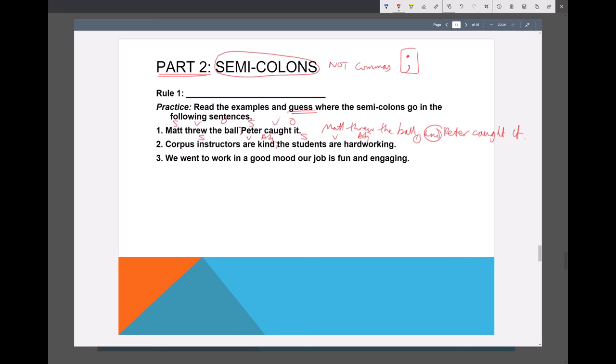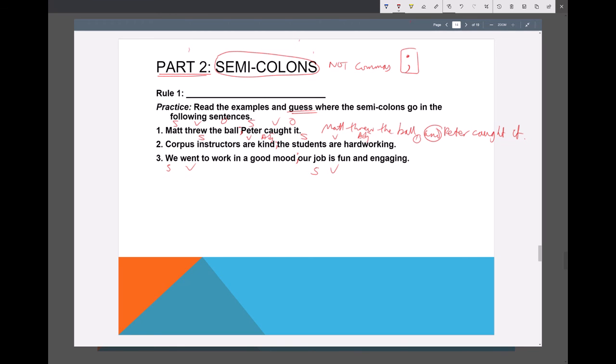Last one. A new sentence. We went to work in a good mood. Our job is fun and engaging. Where should the semicolon go? If you put the semicolon in between mood and our, that's correct. We, the subject, went to work in a good mood. Our job, that's the subject, is fun and engaging. So two independent clauses, and we need to separate them with a semicolon.